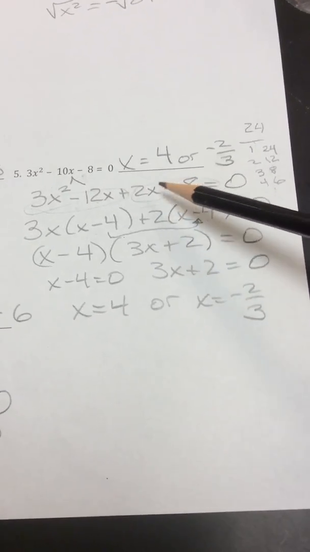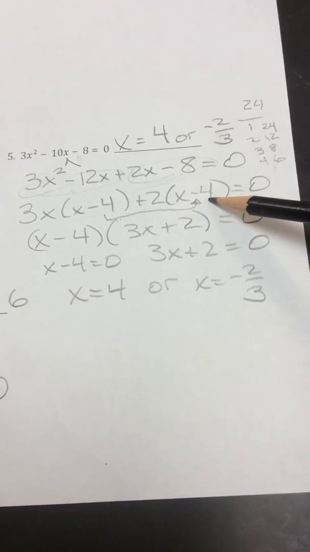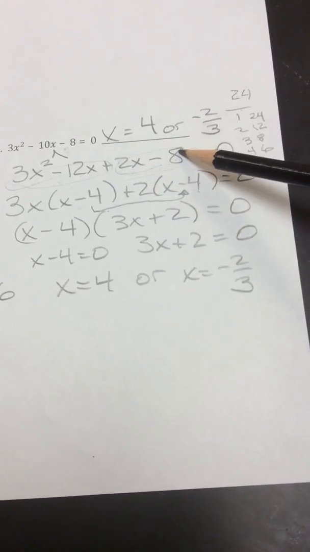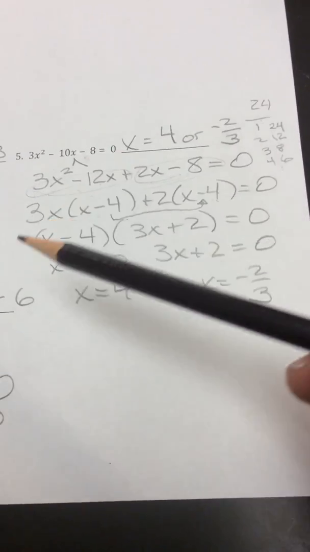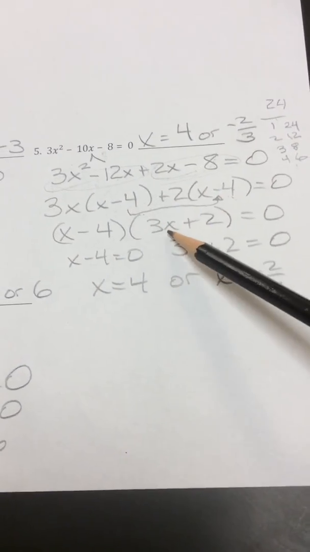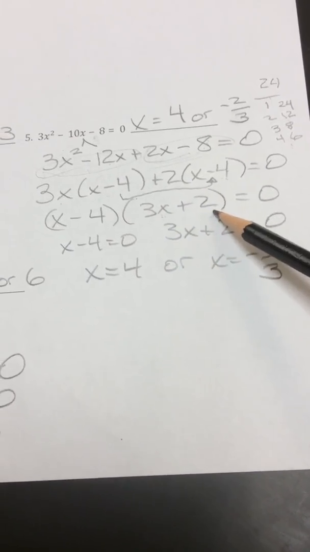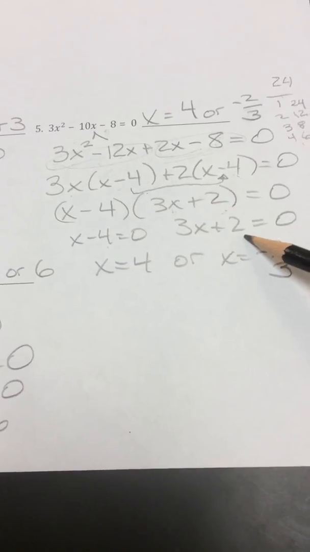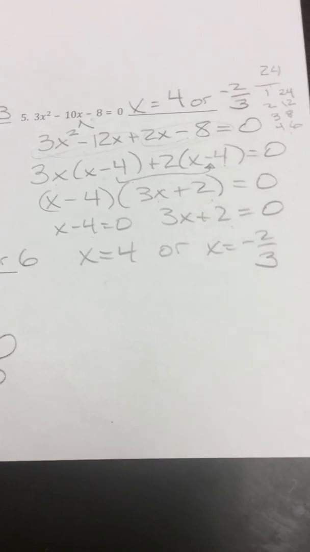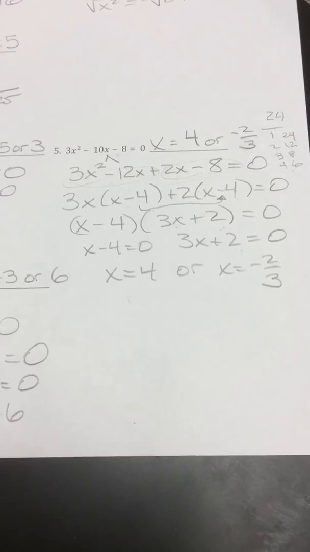Then I can look up here and say, what do I have to take out of 2x minus 8 in order to get x minus 4? I see it's a 2, so I take it out. So now my two factors are x minus 4, the repeating binomial, and then what's left? This 3x and this plus 2. Then I set each of those factors equal to 0, solve for x. X equals 4 or negative 2/3.